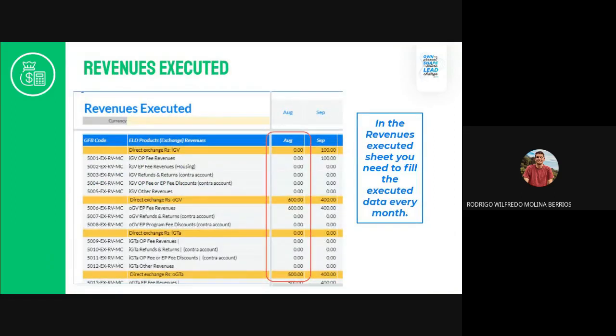You can see that the revenues executed tab is divided in months, and you will have to segregate the data depending on the GFB chart of accounts for revenues. You will need to fill out all the revenues that you have received, and separate them depending on whether it was an ELD product or an EWA revenue.